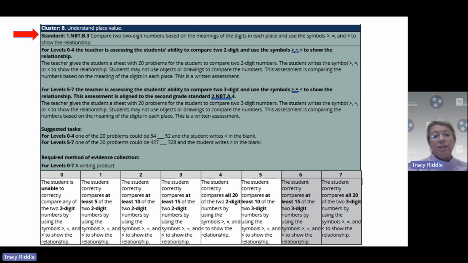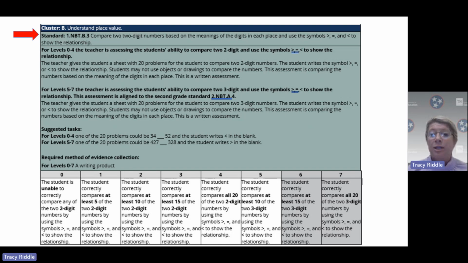The teacher will give the student a sheet with 20 problems on the sheet. The student will compare two-digit numbers and write the correct symbol in the blank. Students cannot use objects or drawings when completing the sheet with the 20 problems. This assessment is comparing numbers based on the meaning of the digits, and this is a written assessment.